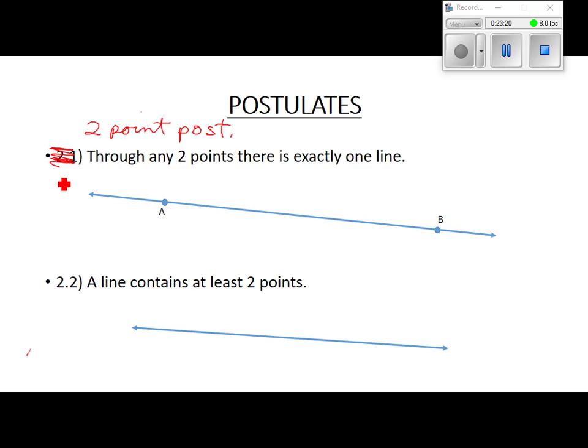If we turn it around and I start with a line, how many points is it going to contain? At least 2. So anywhere on this, I could pick a point there and a point there. And those 2 points are going to be on that line, and that's the only line that they're both going to be on. What was the title of the second? Line point postulate. Thank you, Shelby.